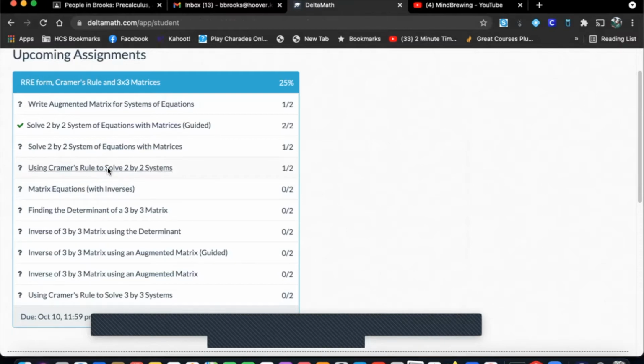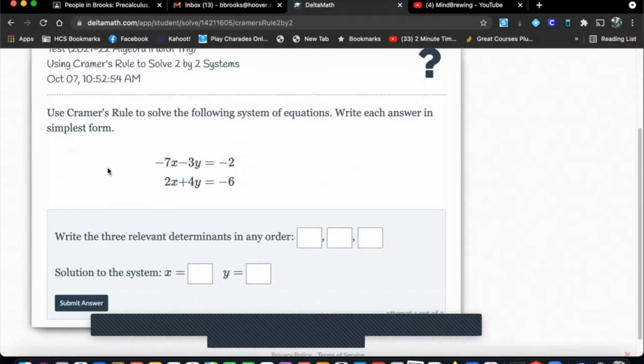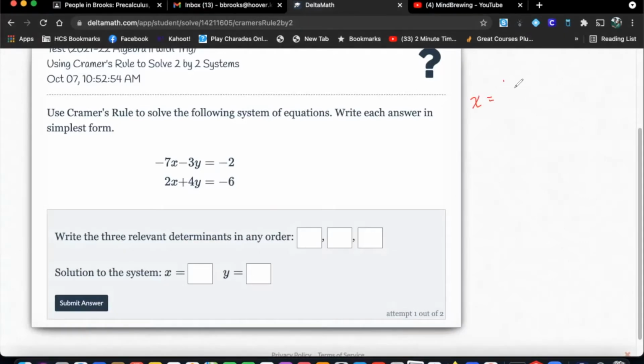So now we're going to talk about using Cramer's rule. Cramer's rule kind of works like this. Cramer's rule says that your x value is the determinant in terms of x over the determinant, and your y value is the determinant in terms of y over the determinant. So what in the world does that mean?